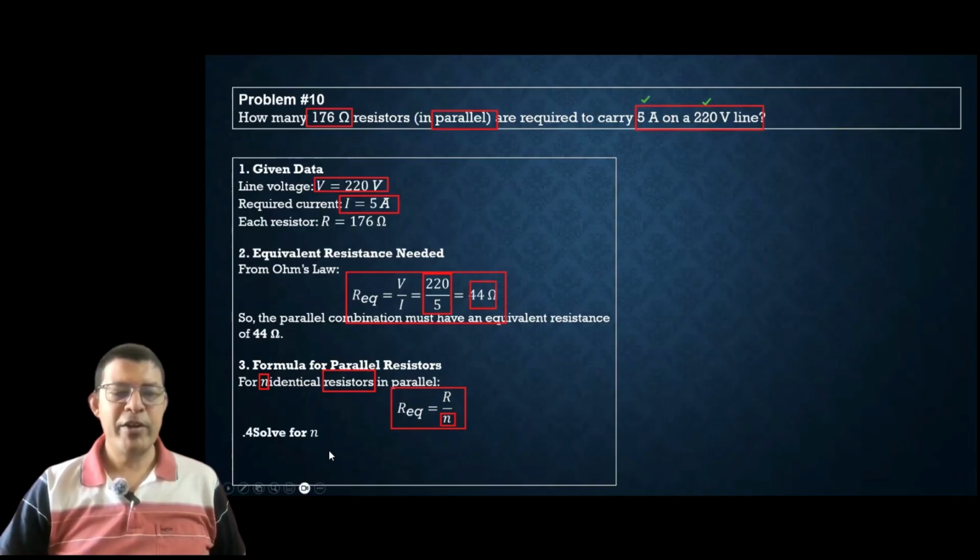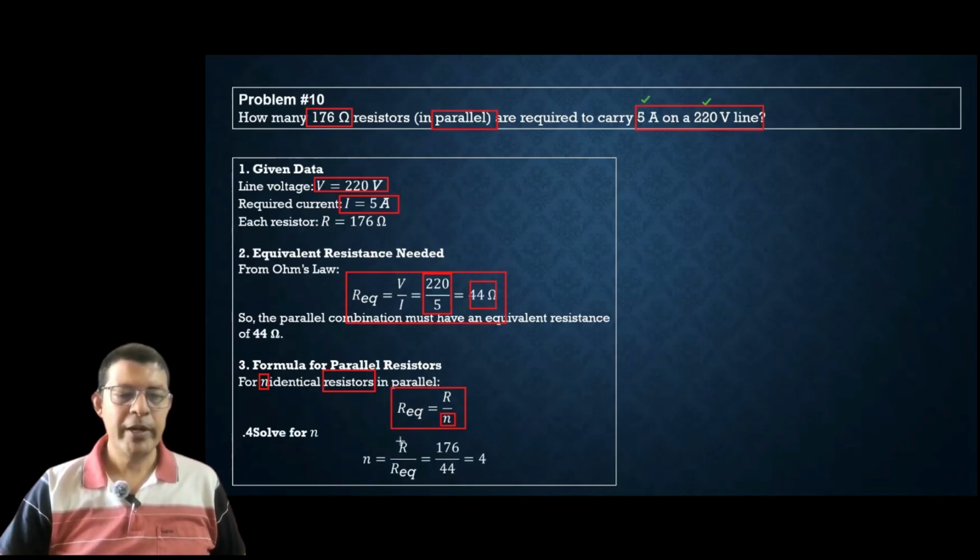So after this, we solve for N. We rearrange this. We'll put N in the numerator and you'll get R by R equivalent. You will get this formula, R by R equivalent. Then you put the value of R. R is basically given as 176 ohm.